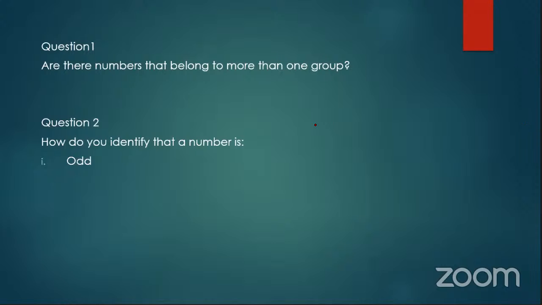So for example, if we got 3 and we divide it by 2, this one will give us 1, remainder 1. So that means 3 is not divisible by 2, and therefore it becomes an odd number. Or if we get 5 and we divide it by 2, this one will give us 2, remainder 1. So that means the 5 is also not divisible by 2, and therefore it becomes an odd number.